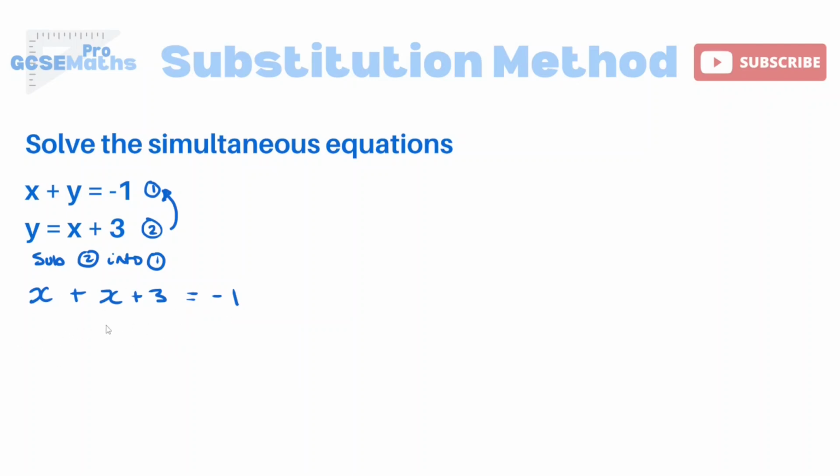Okay, well I'm going to start by collecting the like terms because I've got x plus x. So that can simplify to 2x, can't it? I still have plus 3 equals minus 1. This might look a bit more familiar to you now. It's just a normal equation, isn't it? So I'm going to solve it.